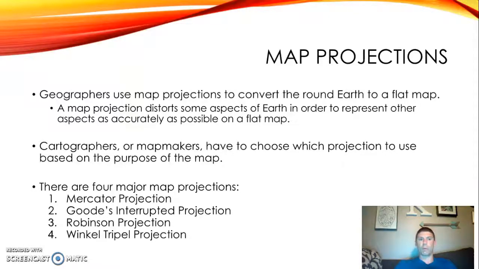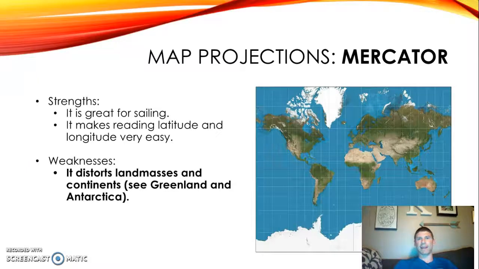There are four major map projections. There's the Mercator projection, Goode's interrupted projection, Robinson projection, and the Winkel Tripel projection. So those are kind of the four major types, and I'll talk about each of those.